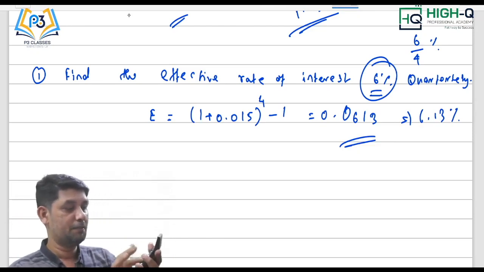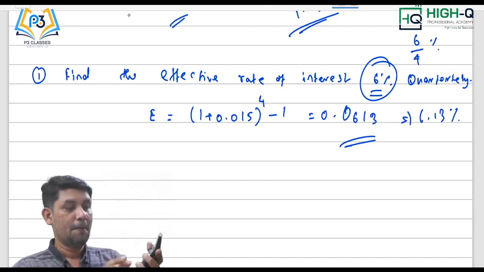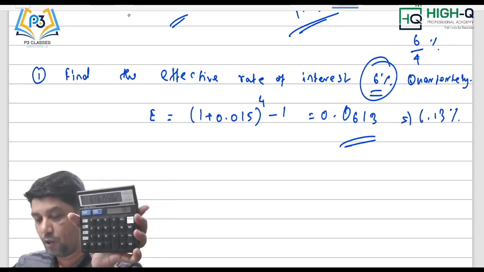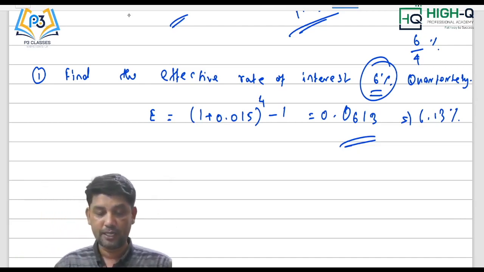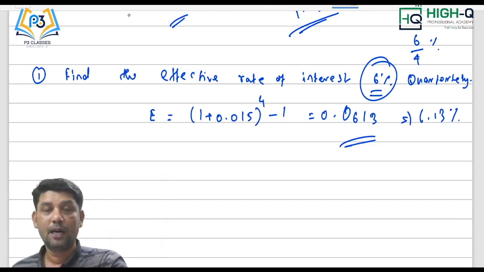Plus 1.5%, plus 1.5%, plus 1.5%, plus 1.5%, minus 100. Here I get 6.136. The same answer. What is needed, my dear? This is by using the calculator directly; we can do it. Am I clear, my dear?